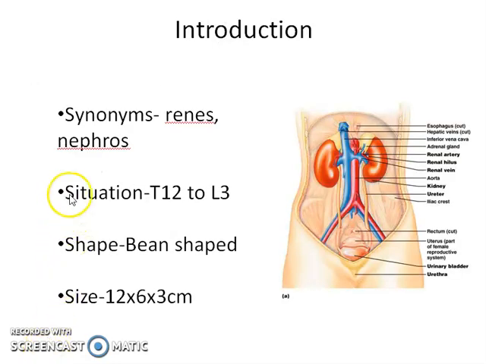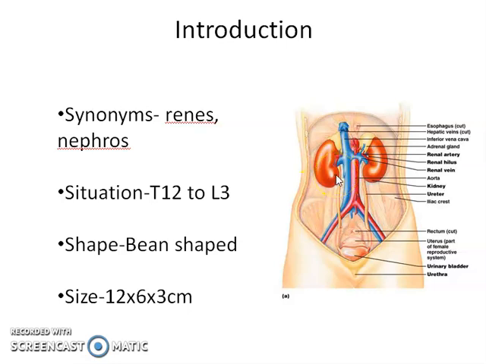In introduction, I always tell you about this 4S, that is synonym, situation, shape and size. The synonyms for the kidney are the renis and the nephros. These two words are used, that's why the renal vein, renal fascia, renal stone, these words are used. And also we use the words such as nephron, nephritis, because nephros is also a synonym for the kidney.